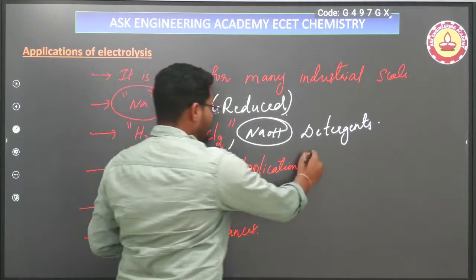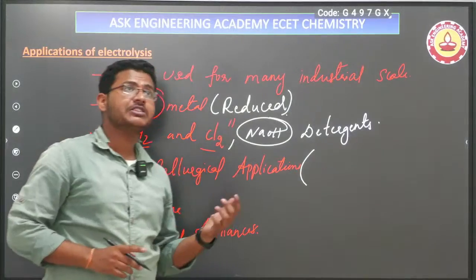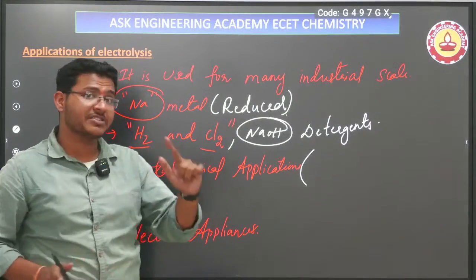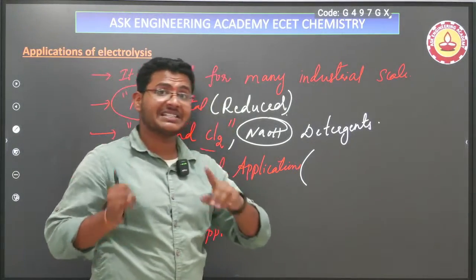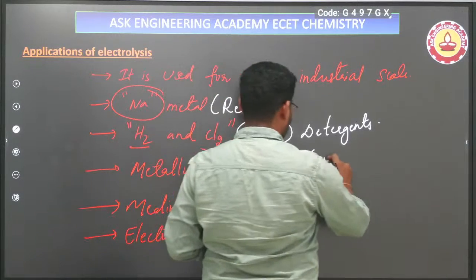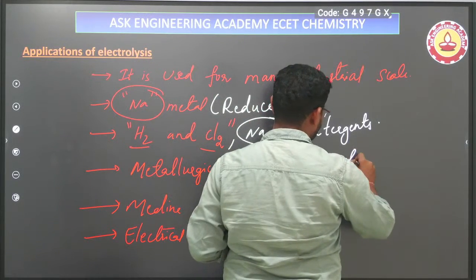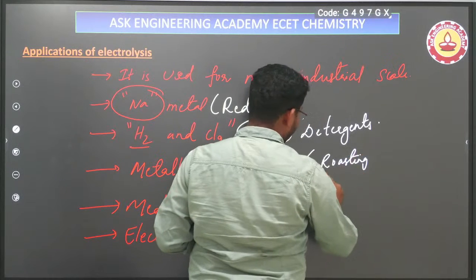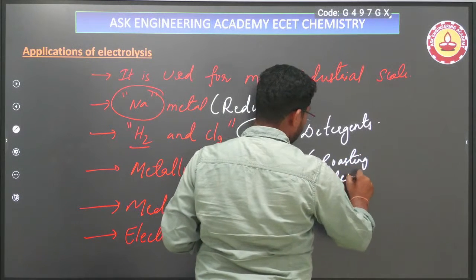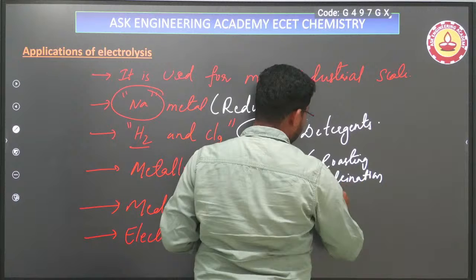Generally, this electrochemistry is always useful, especially in metallurgical applications, such as different techniques like roasting, calcination, and smelting.